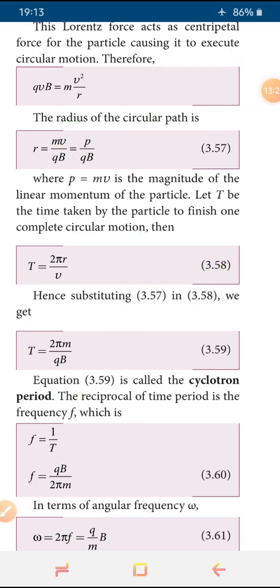And now from the time period, okay, this time period 3.59 is called the cyclotron time period. So what is cyclotron? What is the application of that? What is the derivation? We will study that later. For now, just keep it in your mind. This is called what? Cyclotron period. And the reciprocal of the cyclotron time period we call frequency.